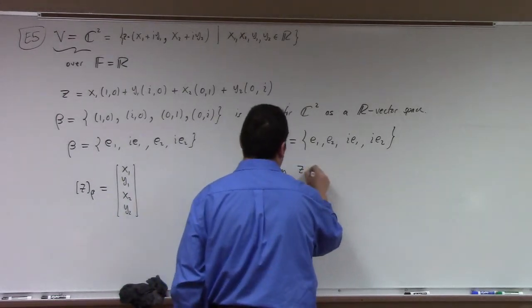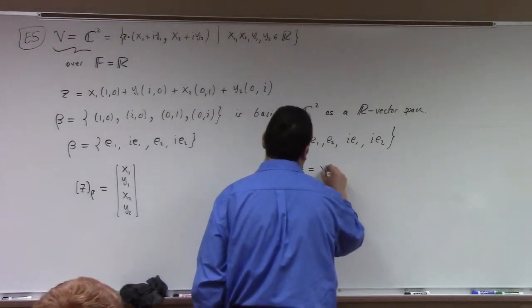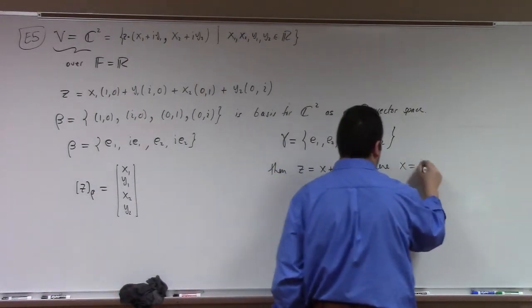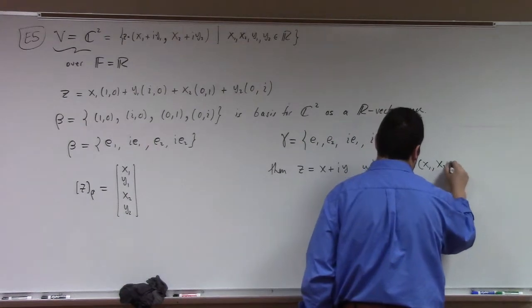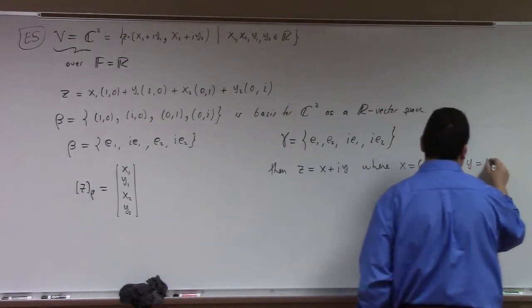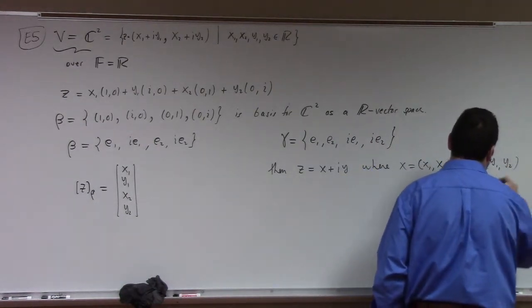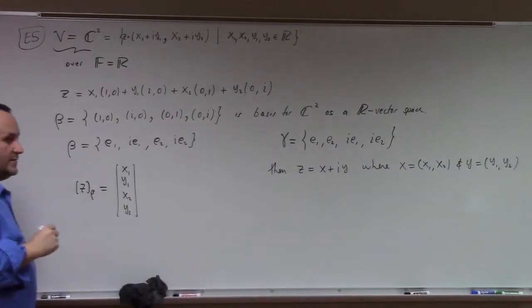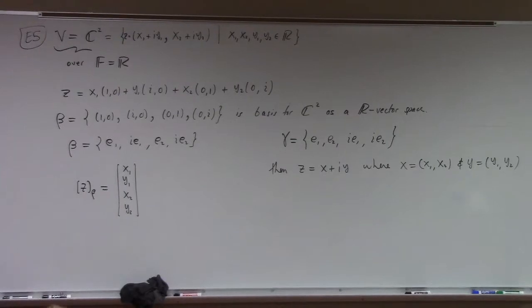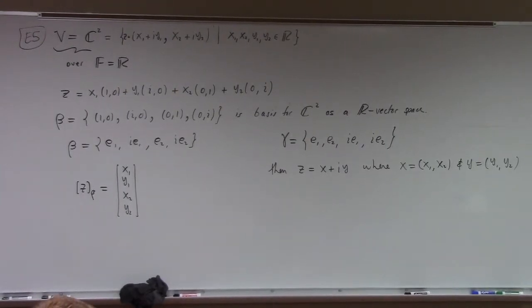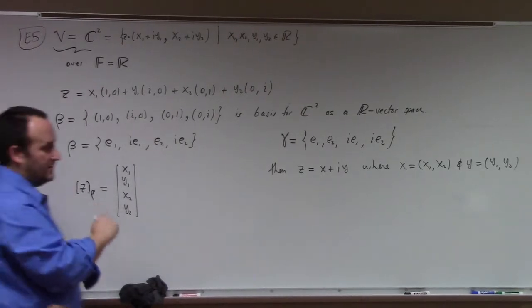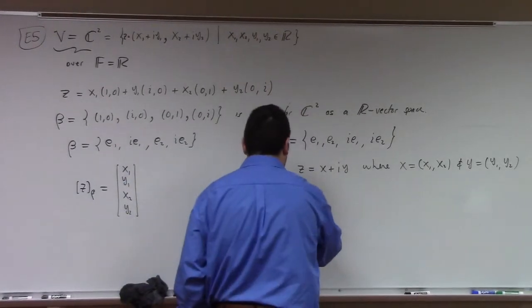If you look at z equal to x plus iy, where x is equal to x1, x2, and y is equal to y1, y2, in other words, you take the complex 2 vector and break it into its real part, x, and its imaginary part, y. If you use that basis, then what happens?